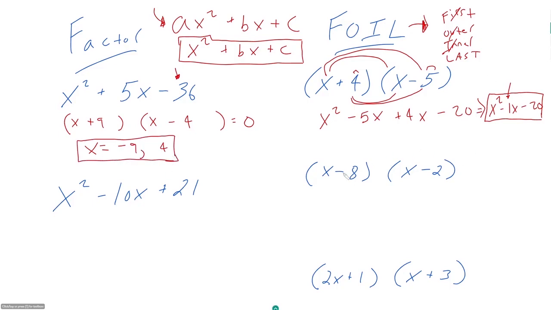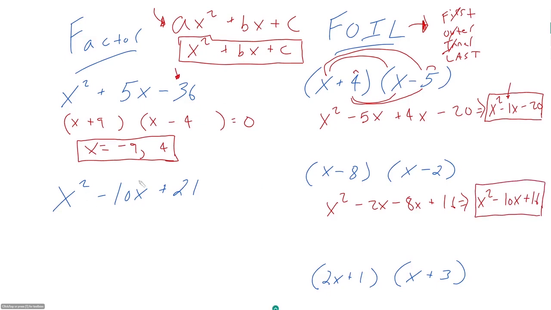So let's do another one here where we FOIL out a factored quadratic equation. So this would be x squared, then -2x, then -8x. And then we have -8 times -2, so that would be +16. So this would give us x squared minus 10x plus 16.